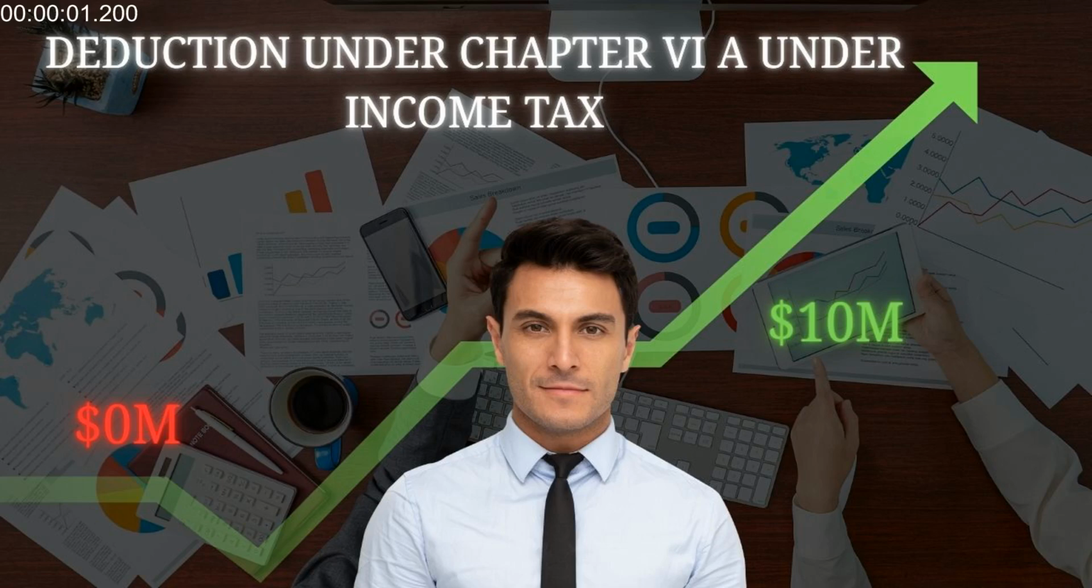Chapter 6A of the Income Tax Act, 1961, outlines various deductions from an individual's gross total income to arrive at their taxable income. These deductions are designed to incentivize savings and investments and provide tax relief for certain expenses or conditions. The most common deductions under this chapter are listed below.